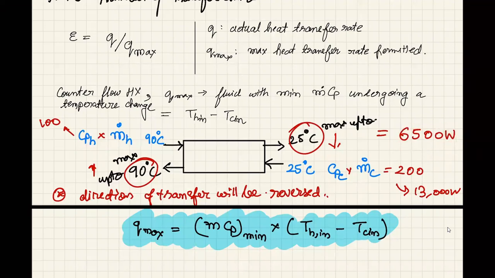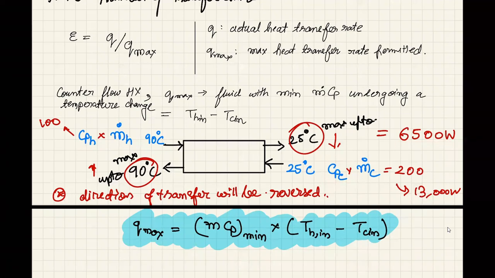Do you agree? Yes, sir. Okay, great. Again, for the values in blue, the maximum heat transfer rate in this heat exchanger that I can achieve for this particular cold stream is 13,000 watts. Do you agree? Yes, sir. Now tell me, this cold stream can give 13,000 watts, the hot stream can exchange 6,500 watts.